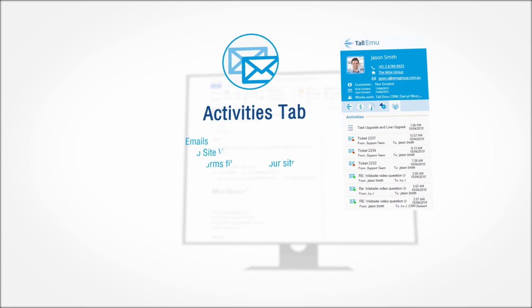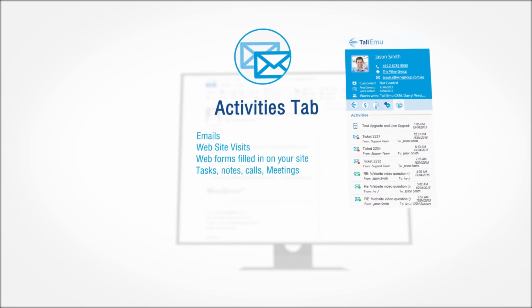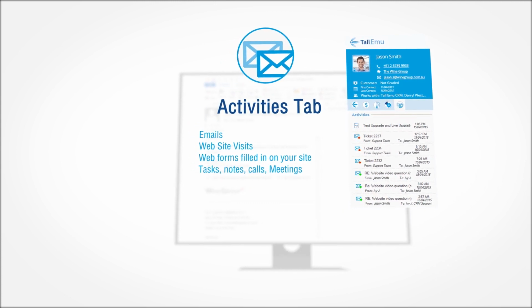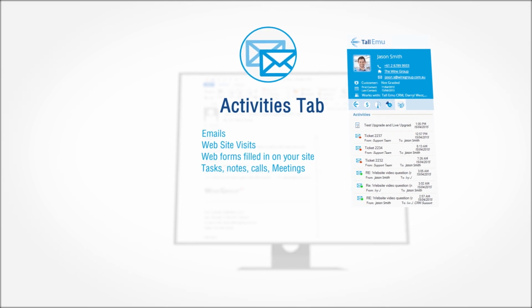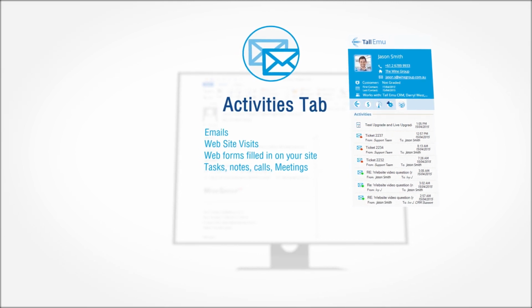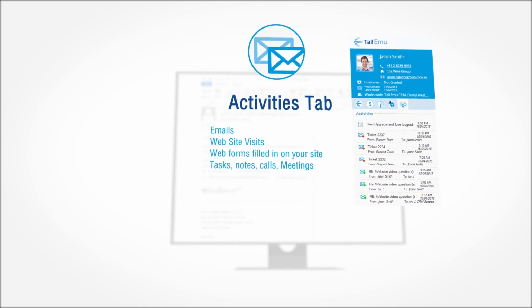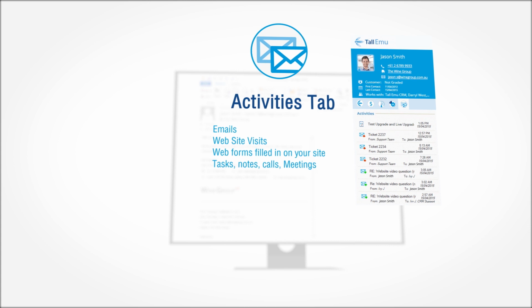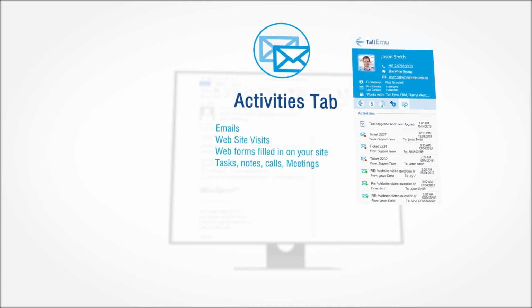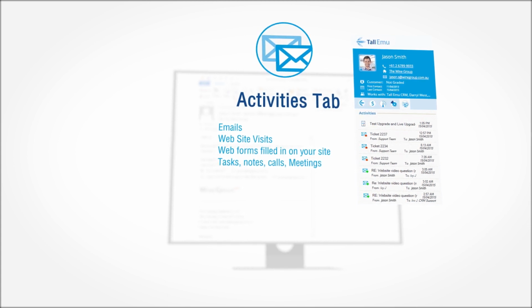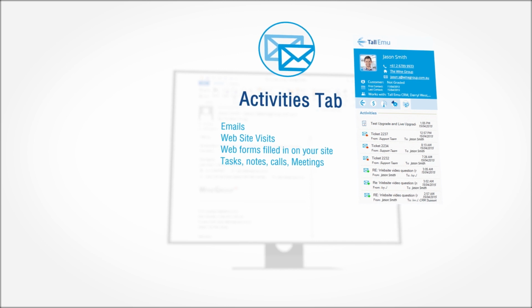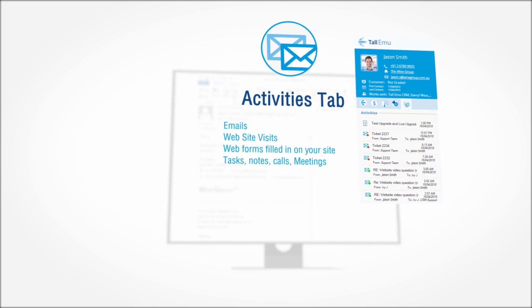Finally, we see the Activities tab. This shows the complete set of interactions with the organization you're dealing with. It can include emails, website visits, web forms completed, tasks, notes, calls, and meetings. It's all in chronological order, so you can see the history at a glance. If you combine this with our phone system integration too, this updates automatically.